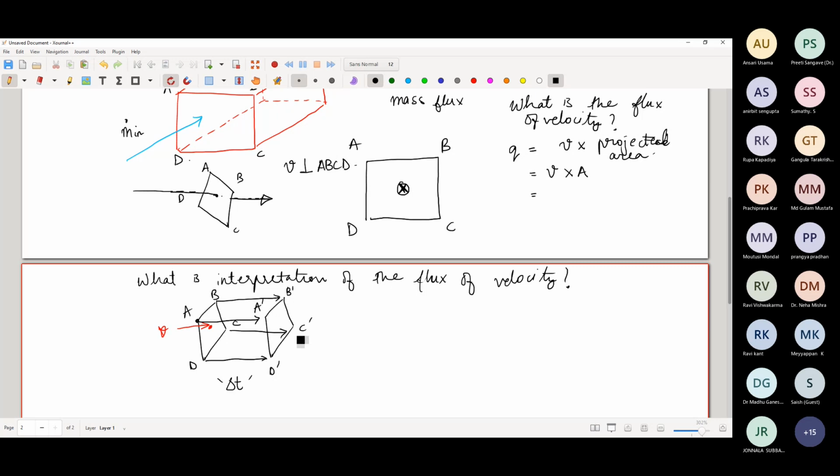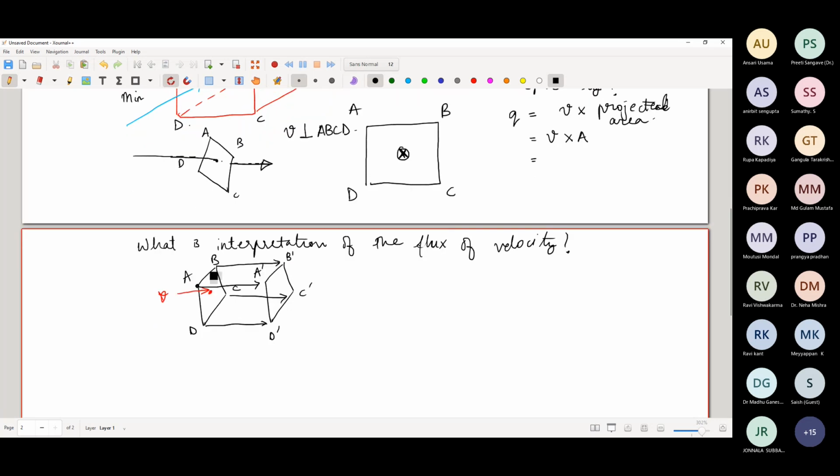So after a time delta t, what is the distance moved by each of the points? What is the distance moved by the area? V times delta t. Very good. So this distance is going to be velocity times delta t. It's a very simple thing that the distance is equal to speed times the time difference.